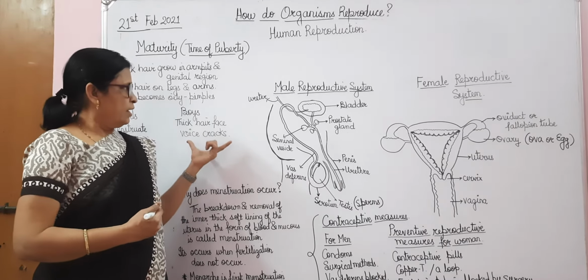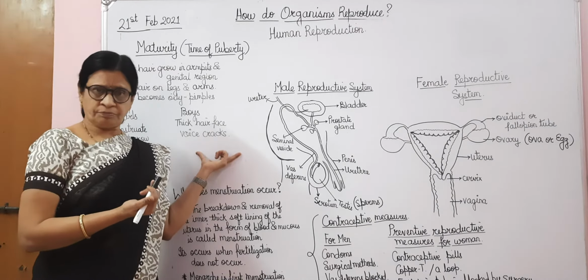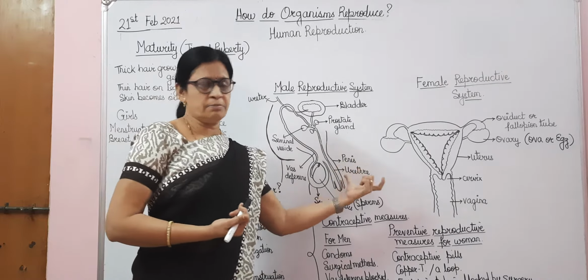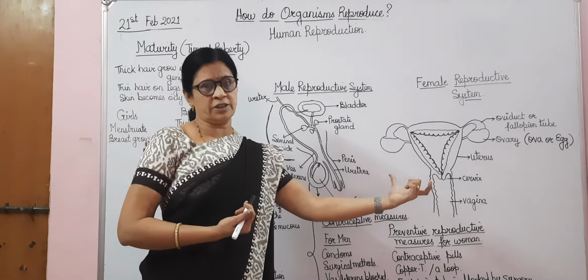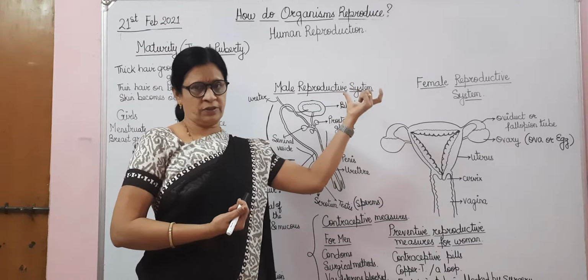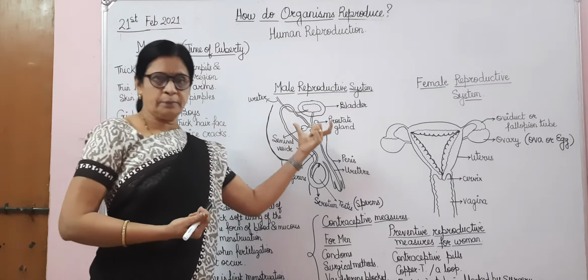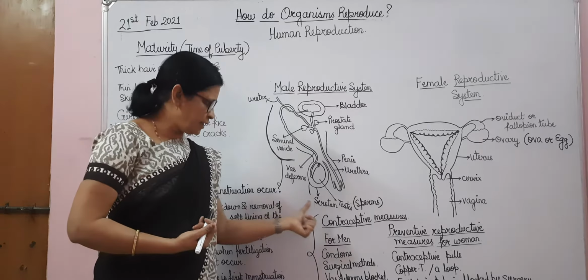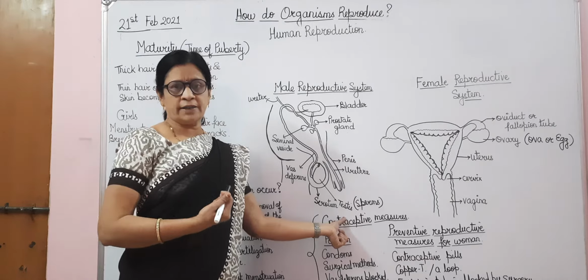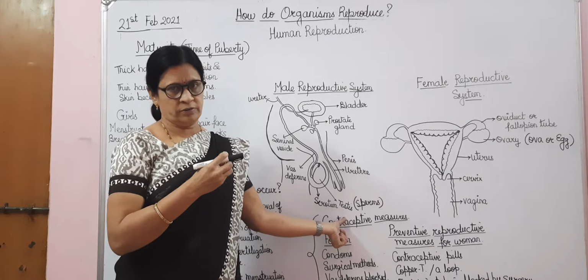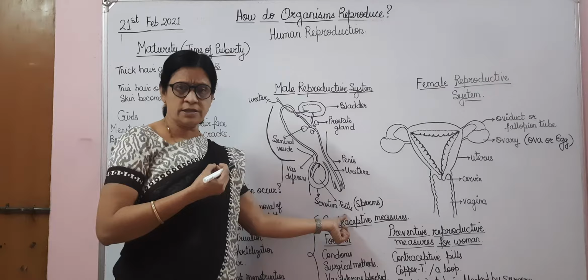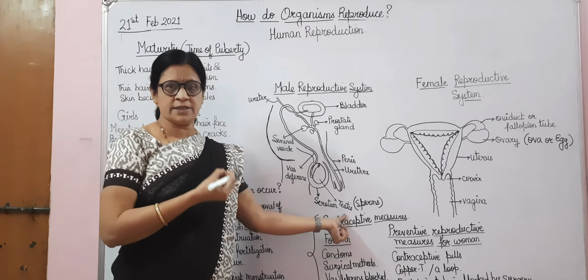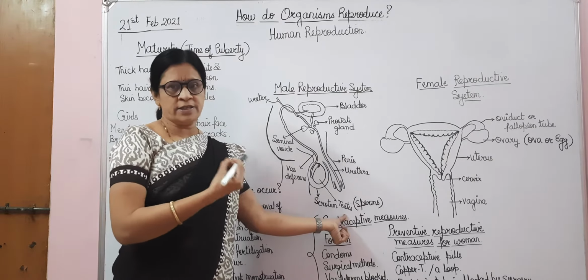Now their reproductive system is well developed, and we are going to consider the male reproductive system and the female reproductive system and how reproduction takes place in human beings. First we move to the male reproductive system. In this diagram you see that there is a testis. In this testis the sperms are produced, and it is because of the sperms, the male gametes, that there is reproduction.